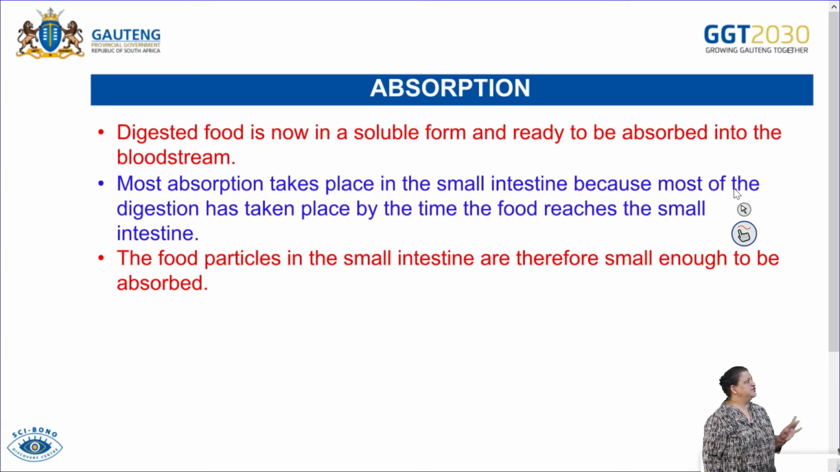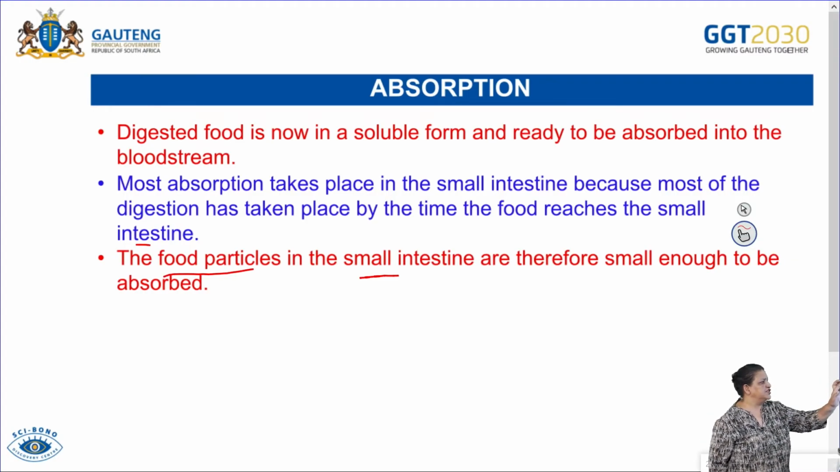Absorption. Digested food is now in a soluble form. So now when food is absorbed, once it's broken down, it's now in the smallest and simple form. Once it's simplified, it can dissolve in water and then it's absorbed in your bloodstream. So most absorption takes place in the small intestine because digestion has taken place by the time food has reached the small intestine. So food particles in the small intestine are small enough to be absorbed.